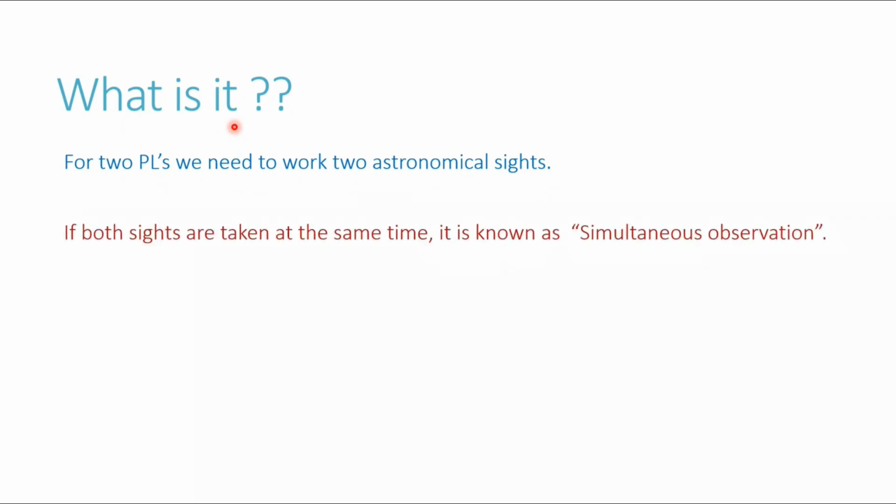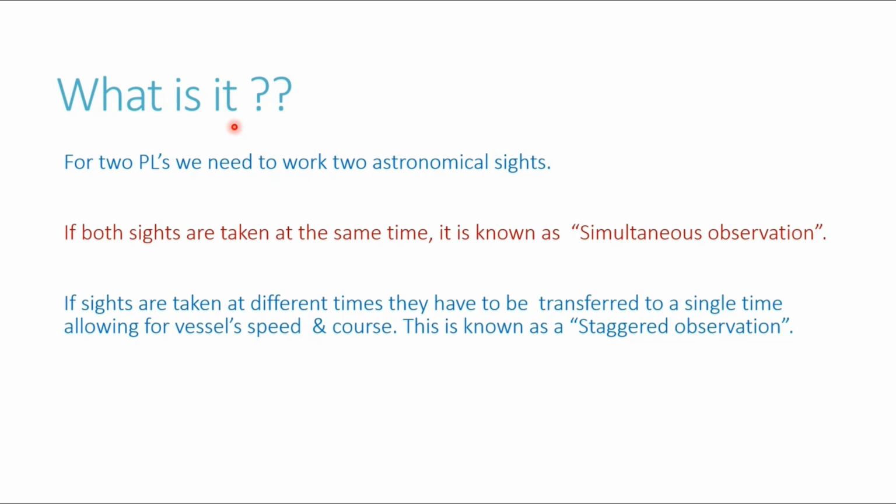Now, it is possible that 2 celestial bodies may be available to us at a particular time. So in that case, the site can be taken for both these bodies at the same time. And if 2 sites are taken at the same time, it is known as a simultaneous observation.